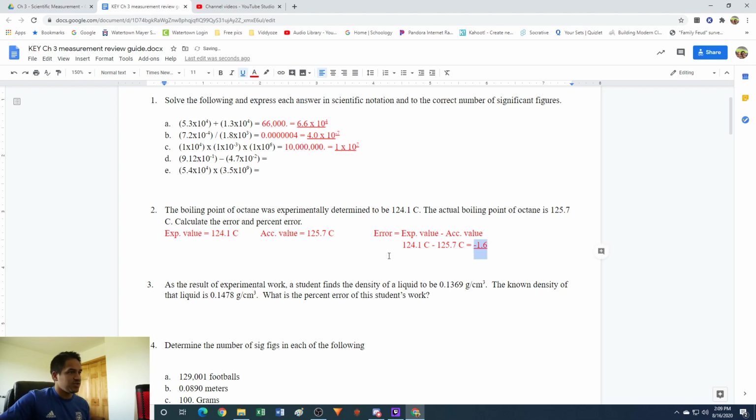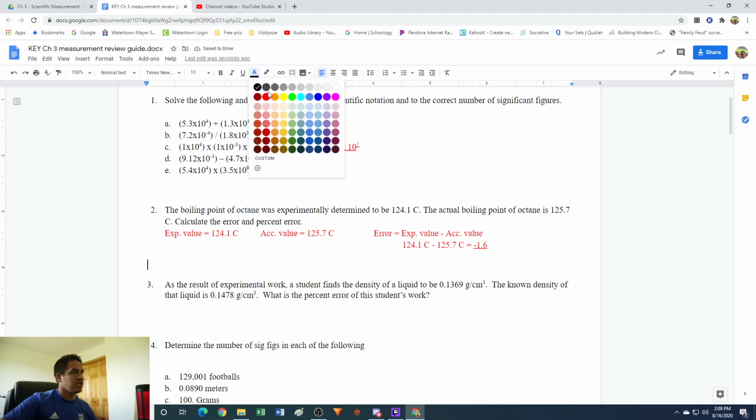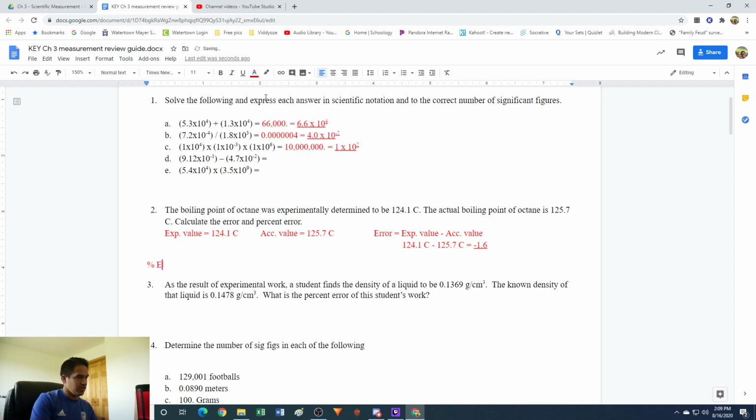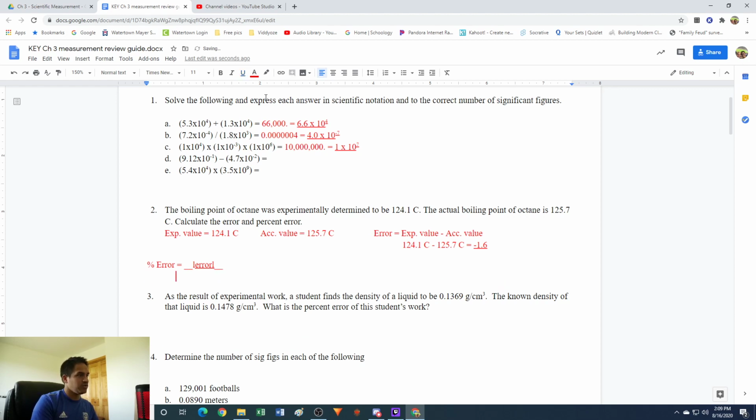And then for our percent error, we're going to take the absolute value of that. So basically just take it as a positive. Okay, so percent error is the absolute value of our error. And we're going to divide that by our accepted value. And then we're going to times that by 100 to get it to be a percentage.